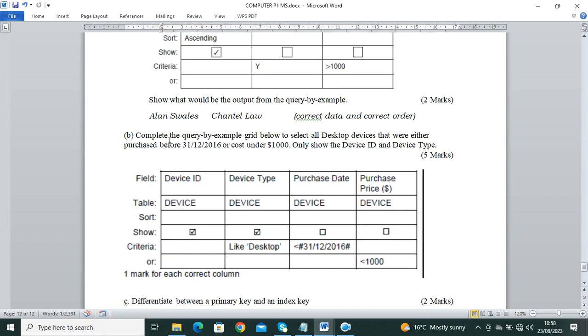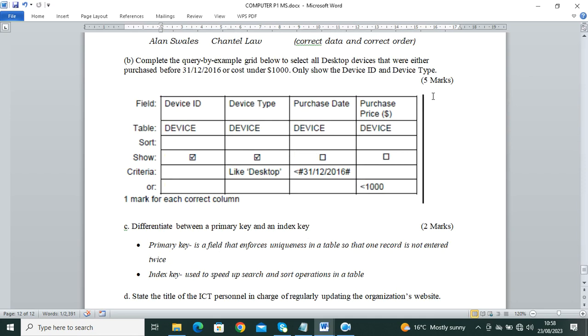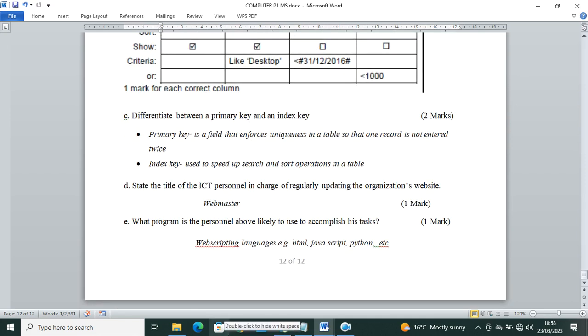Complete the query by example grid below to select all desktop devices that were either purchased before this date. So for this one you can write less than this or between that one. You can just study that one and do it practically. Differentiate between a primary key and an index key. A primary key is a field that enforces uniqueness in a table so that one record is not entered twice, or it avoids duplicates. Then we have the index key. It is used to speed up search and sort operations in a table.